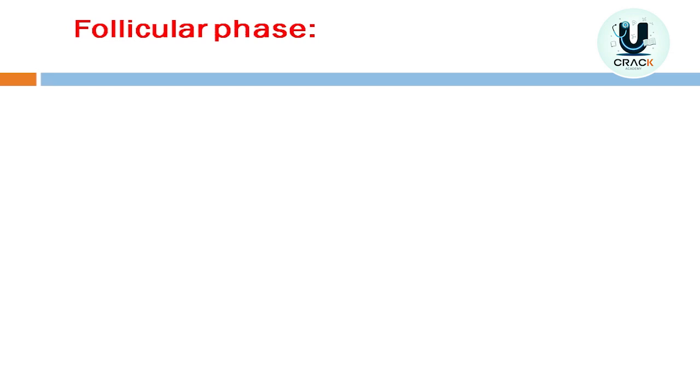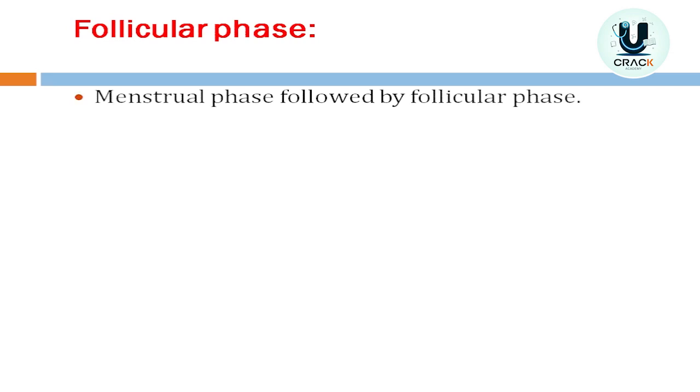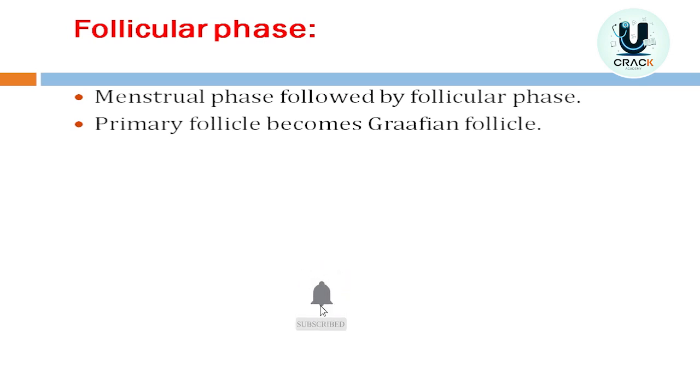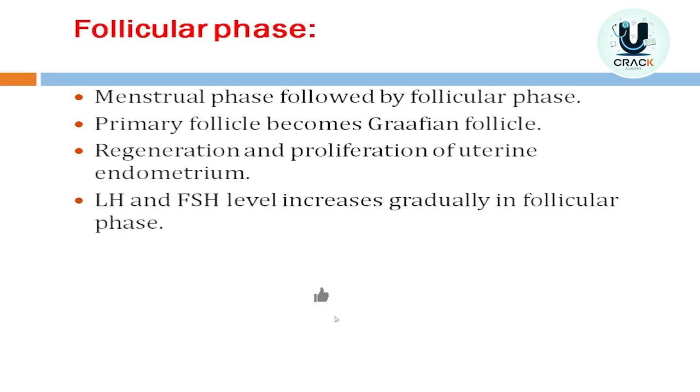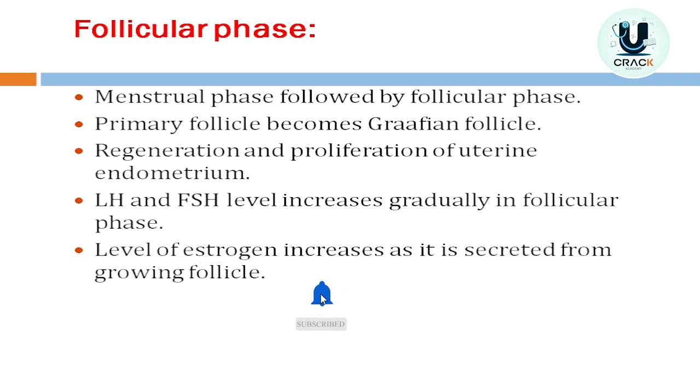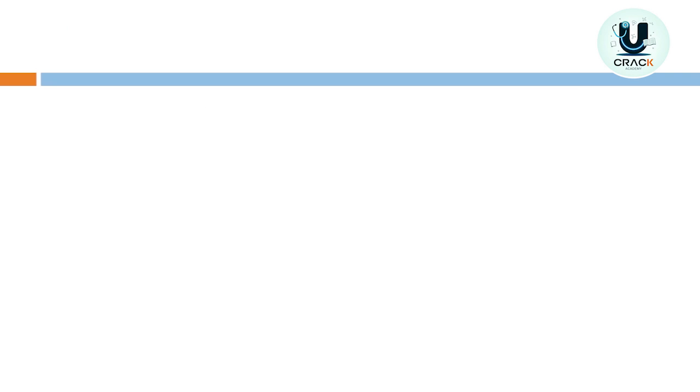Follicular phase. The menstrual phase is followed by the follicular phase. The primary follicle becomes the Graafian follicle. Regeneration and proliferation of the uterine endometrium occur. LH and FSH levels increase gradually, and the level of estrogen increases as it is secreted from the growing follicle. It lasts for 5 to 13 days.